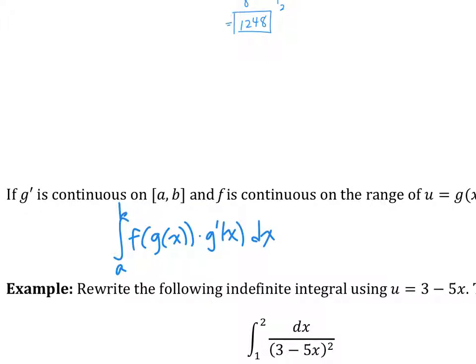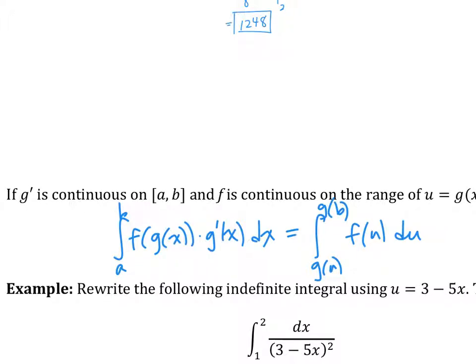So basically they're saying this whole thing, this integral where we now have a definite integral from a to b, can become the integral from g of a to g of b of f of u du. So we're changing from x to u, and to do that, we need to also change the limits in terms of u, and u in this case is g. Does that make sense?